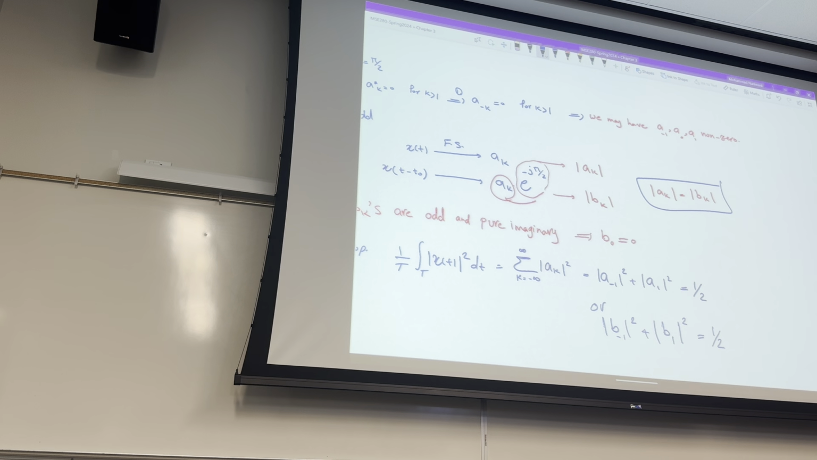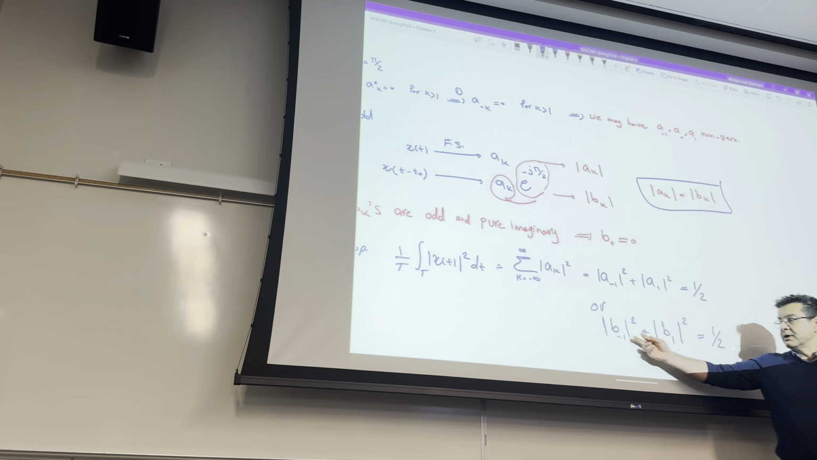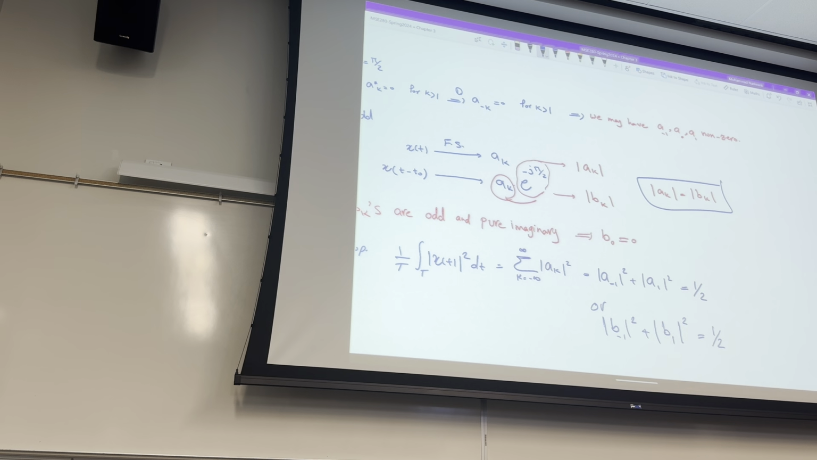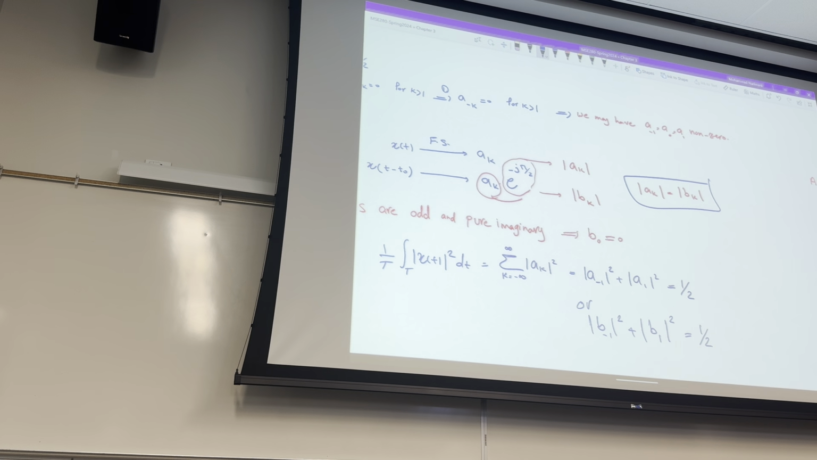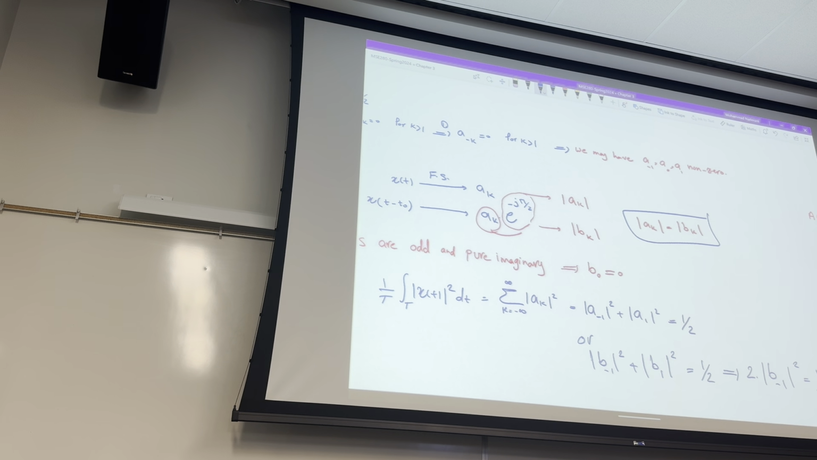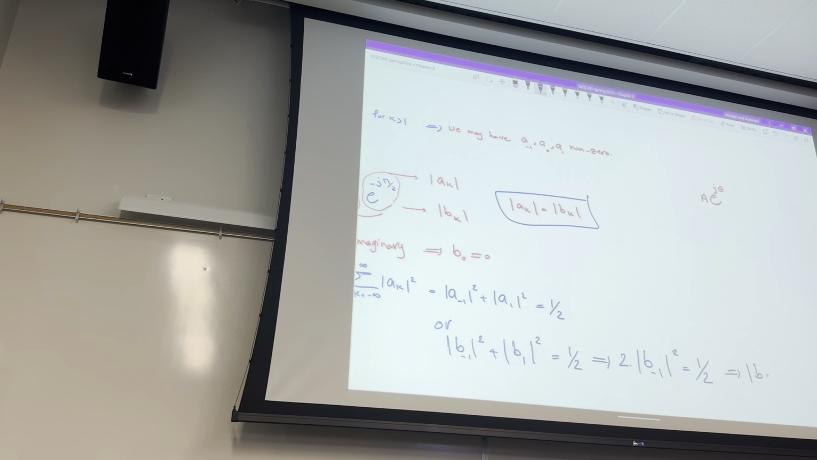If it is pure imaginary, that means I can consider, for example, if this one is 1 over 2j, this one is minus 1 over 2j. They should be complex conjugates of each other, right? So what I can say is that for this one, 2 times b minus 1 to the power of 2 is 1 over 2. Or the other way, 2 times b1 to the power of 2 equals 1 over 2. So b minus 1 to the power of 2 is 1 over 4.